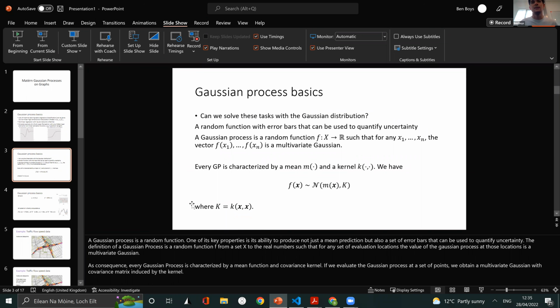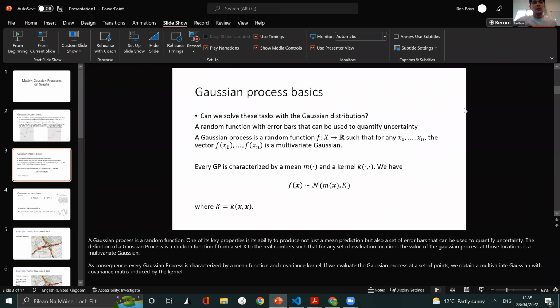But can we solve these tasks with Gaussian distributions? Why would you want to use a Gaussian distribution? A Gaussian process is a random function with error bars that can be used to quantify uncertainty. And that's really one of its key properties, its ability to produce not just a mean prediction, but also a set of error bars that can be used for uncertainty quantification.